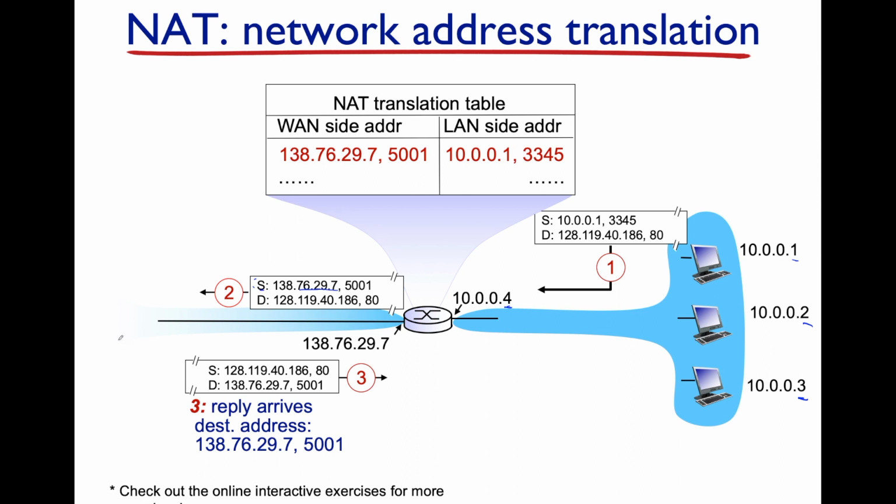So this public web server here in the Netflix data center has no idea that it's a machine from your private domain that's sending this request. All it thinks and knows is that source 138.76.29.7, port number 5001, originated this datagram. So when it sends back the response, the destination address and port number is going to be the same as that source address and port number that happened on the outbound side going out of this private network. Okay, so let's take a look at this.